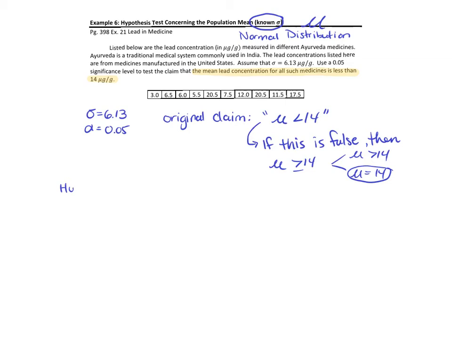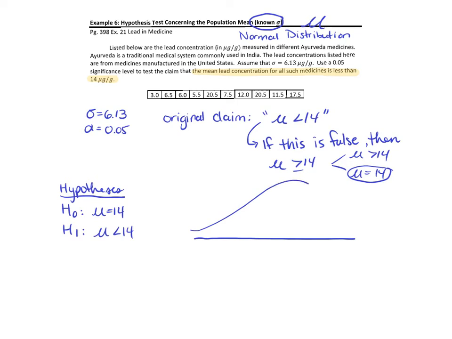Let me write down the two hypotheses. Our null hypothesis becomes mu equals 14, and our alternative hypothesis is the original claim, mu less than 14. Because our alternative hypothesis has the less than sign, we know that we are looking at a left tail test. So I'm going to draw the normal distribution here so we can visualize this problem.